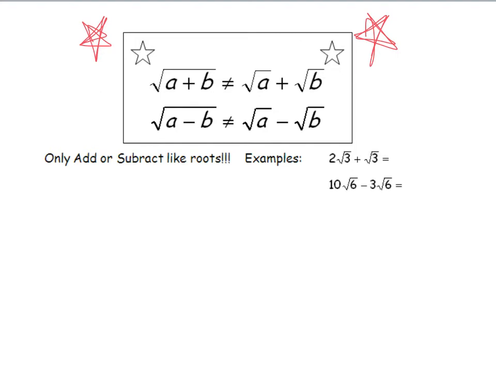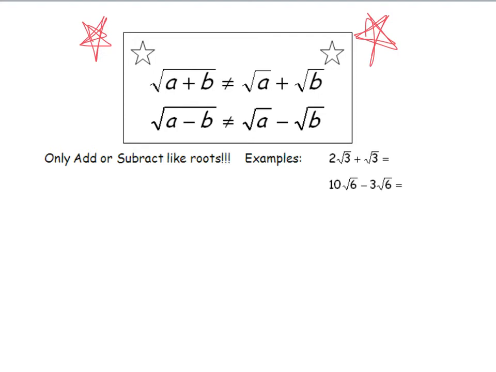You can only add or subtract square roots that are like square roots. So anytime you see a plus or a minus sign on the inside of a square root, please do not split them up and make it the square root of the first quantity minus the square root of the second quantity. That is not legal, as I say. But could I, however, if I have this same type of square roots, add them or subtract them? Absolutely. And here are a couple examples.